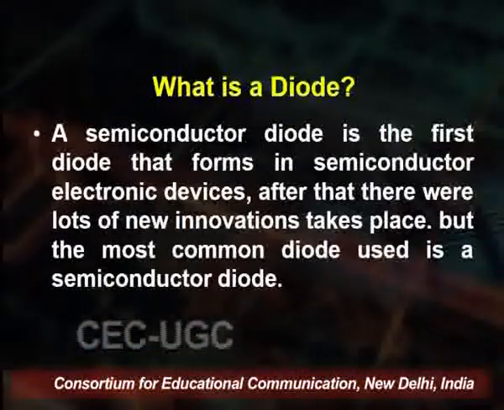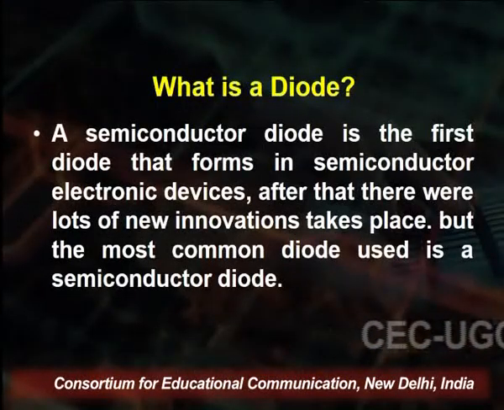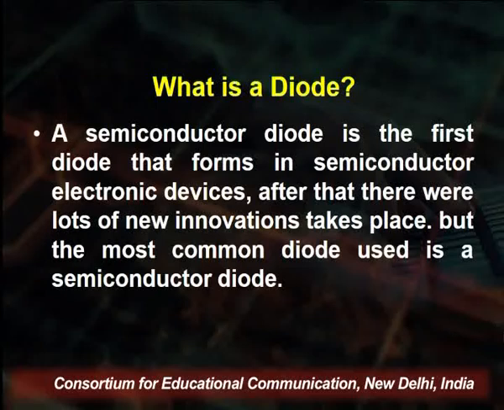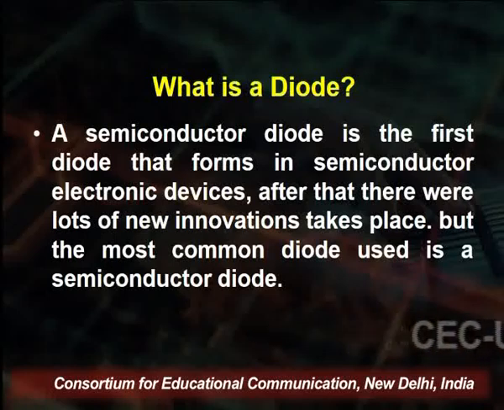The semiconductor diode is the first diode that formed in semiconductor electronic devices. After that, lots of new inventions took place, but the most commonly used diode is the semiconductor diode. Why is it a semiconductor diode? Because we use semiconductor material to prepare the diode. So the most commonly used diodes in circuits are semiconductor diodes.